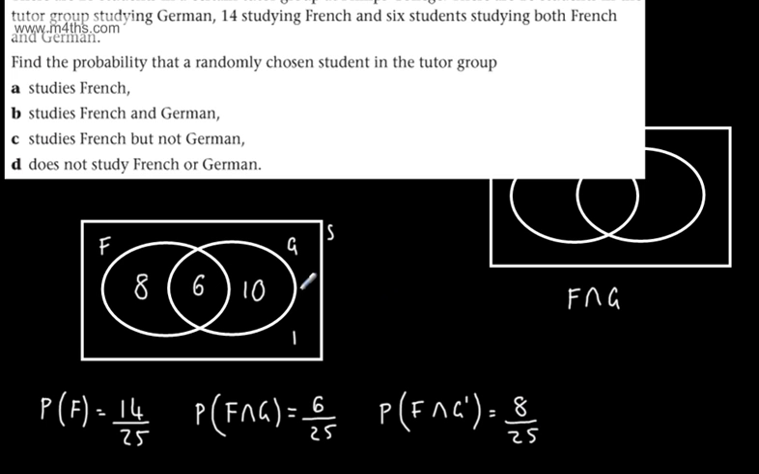Does not study French or German, well, that's on the outside. So we could say now the following. This is going to be the probability of not French or German. So this is on the outside, and we can write that that is 1 out of 25. If we look at French and German over here, this is the union. So on here, it's F union G, not. That's how we could use it. We don't need to use this terminology as such, but I think it's interesting nonetheless.